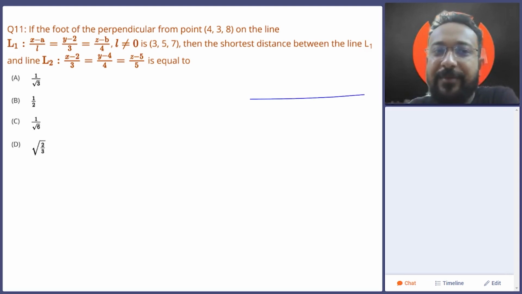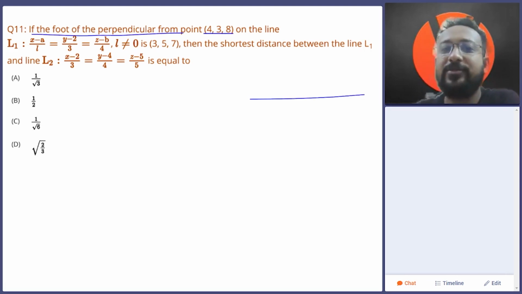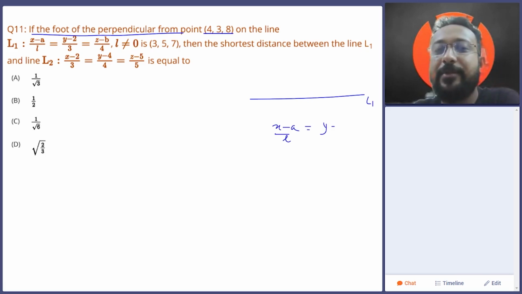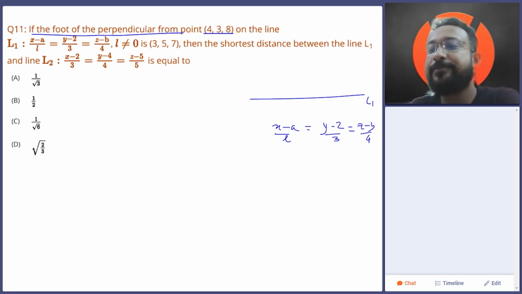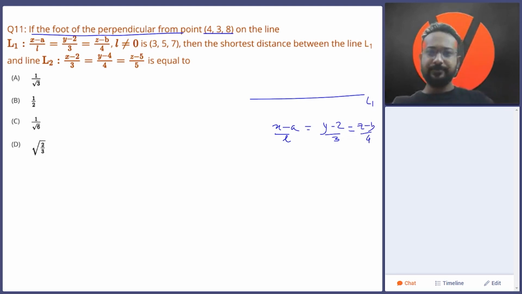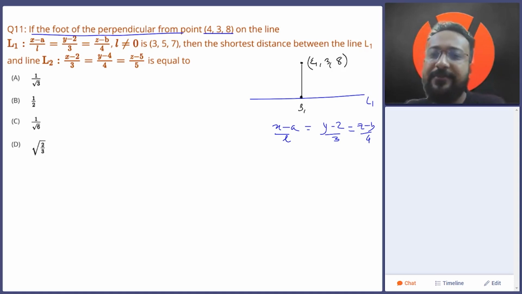They are saying the foot of the perpendicular from a point is on the line. So L1 is a given line, and I'm writing L1 for everybody: (x minus A) by L equal to (y minus 2) by 3 equal to (z minus B) by 4. They are saying the foot of the perpendicular from the point 4, 3, 8. If I drop a perpendicular from the point 3, 5, 7, then the shortest distance between the lines L1 and L2. L2's everything is given.